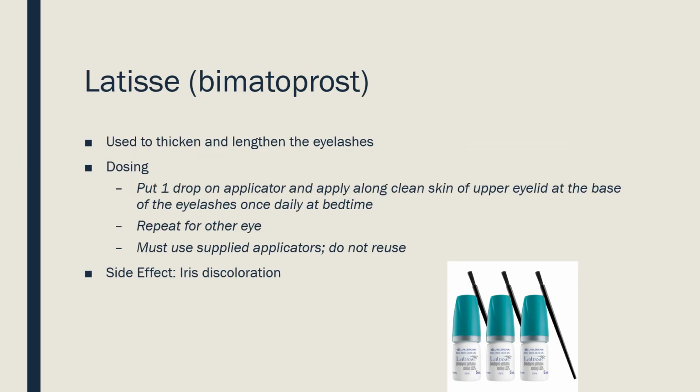The last product I'd like to talk to you about today is Latisse, or bimatoprost. This is the same active ingredient as the drug in Lumigan. It is used to thicken and lengthen eyelashes, which is the side effect of all the prostaglandin analogs. You can see the dosing repeated here. It's important to note that the effect disappears with drug discontinuation, and therefore this medication must be used continuously in order for sustained effects.